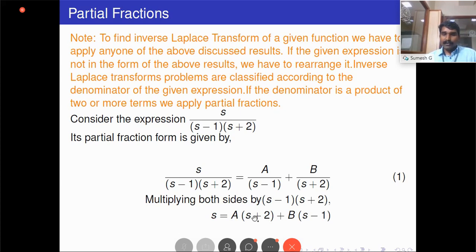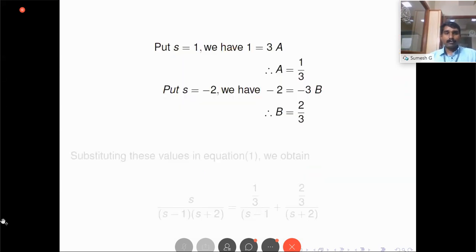Now we substitute values for s to find the constants a and b. This is one way. Otherwise, we can compare the coefficients of corresponding degree terms. In such cases, we have to solve another equation. So here I discuss the substitution method. To find a, we can substitute s equal to 1. Put s equal to 1, we get 1 equal to 3a. Therefore, a equal to 1 by 3.